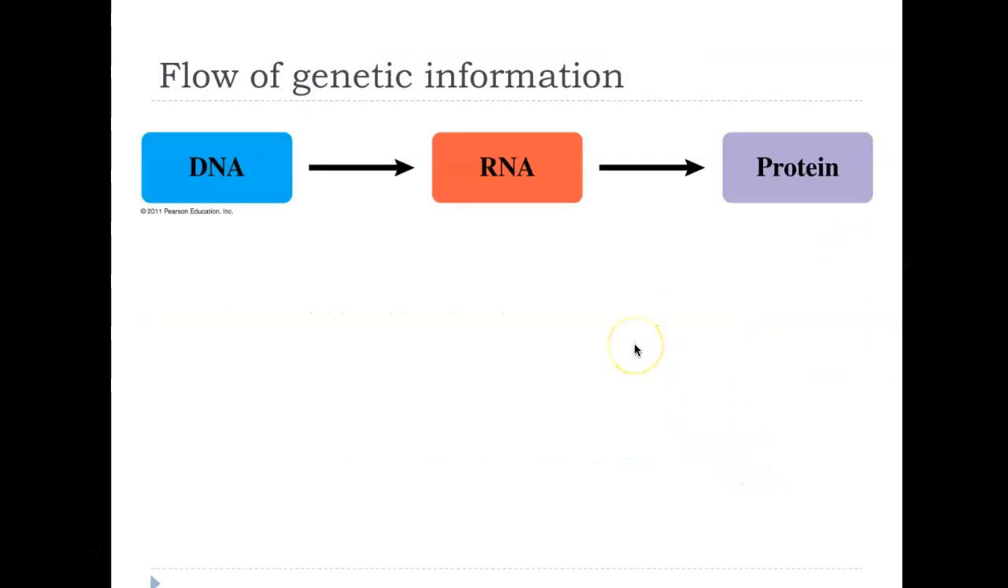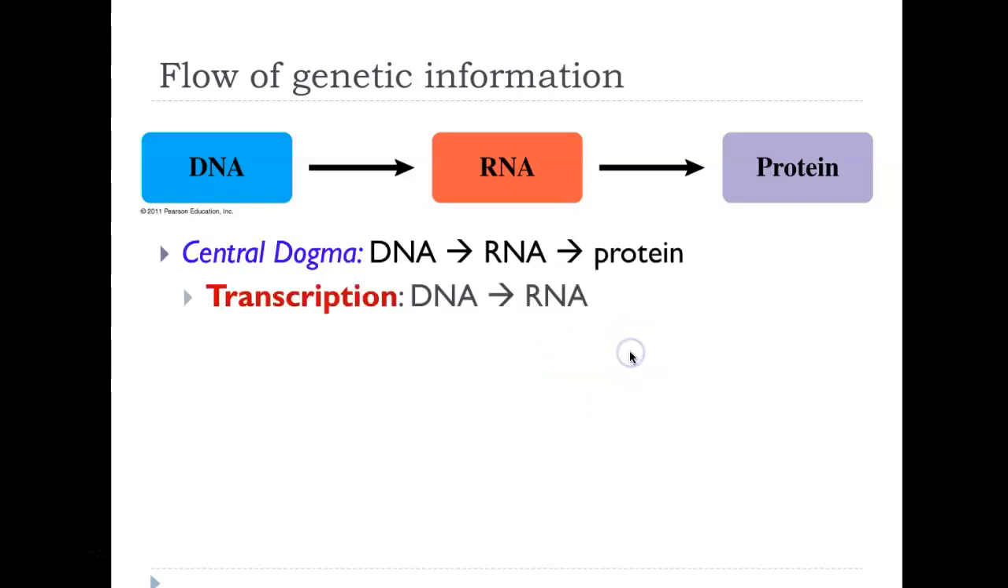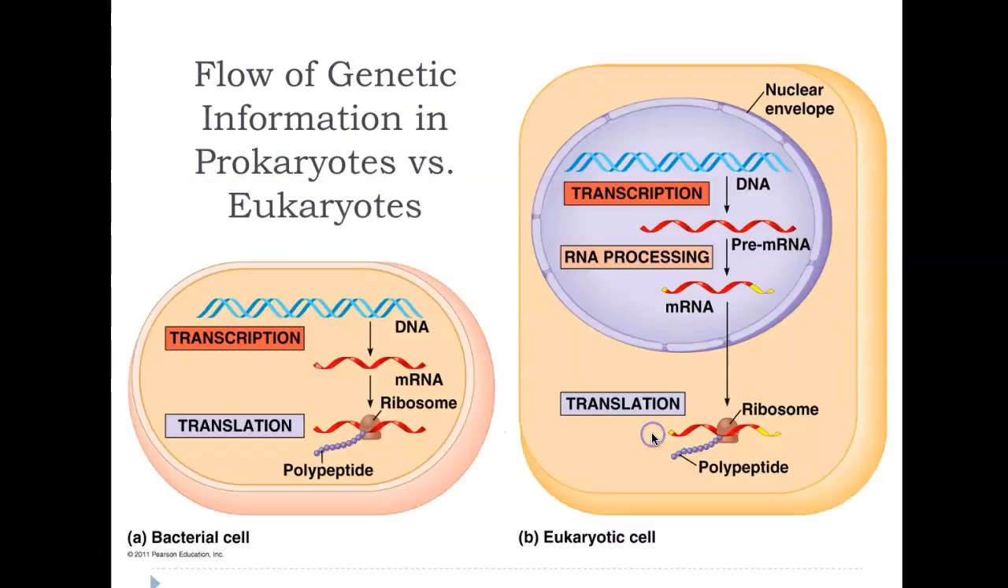We've already written this down before. The flow of genetic information is DNA to RNA to protein. Transcription is DNA to RNA. Translation is RNA to protein. All right, so that's the flow. DNA to RNA to protein. Transcription is DNA to RNA. Translation is RNA to protein.